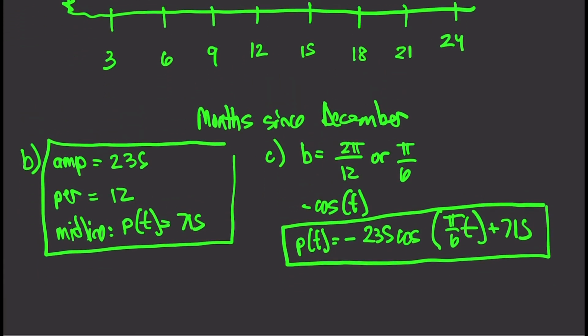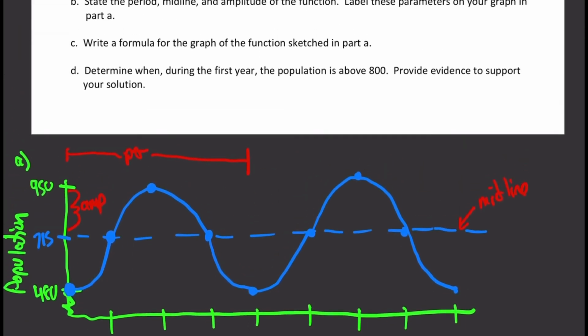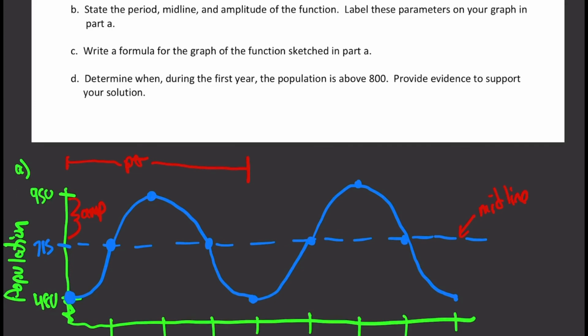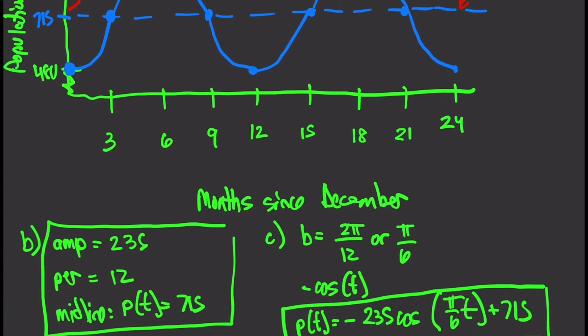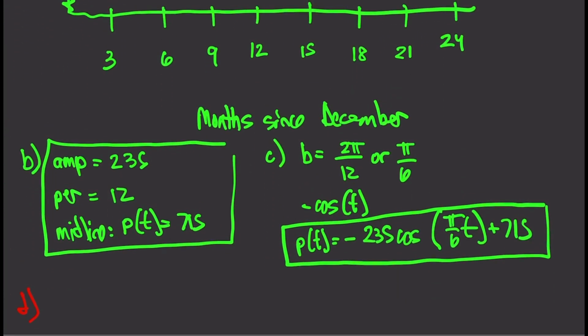And finally, I apologize, I have to write small. Down here, notice it says, determine when during the first year the population is above 800. Provide evidence to support your solution. We're going to do a graphic solution. I think that's the easiest way to do this. Not the only way. So what I'm going to do here is make a quick sketch.